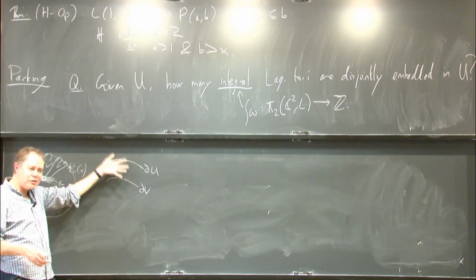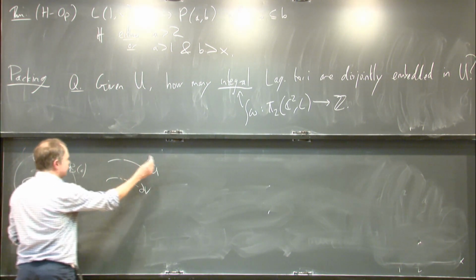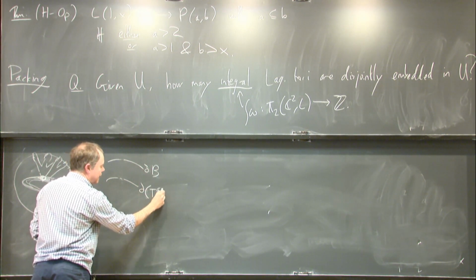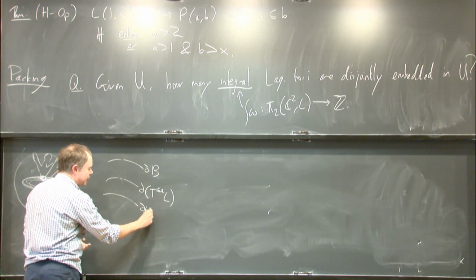So the question is how to show that curves exist. The argument here is that I know that curves exist between balls and ellipsoids. So in my case, I have the boundary of the ball here, the boundary of the epsilon neighborhood of the Lagrangian, and then we have some kind of ellipsoid down here.